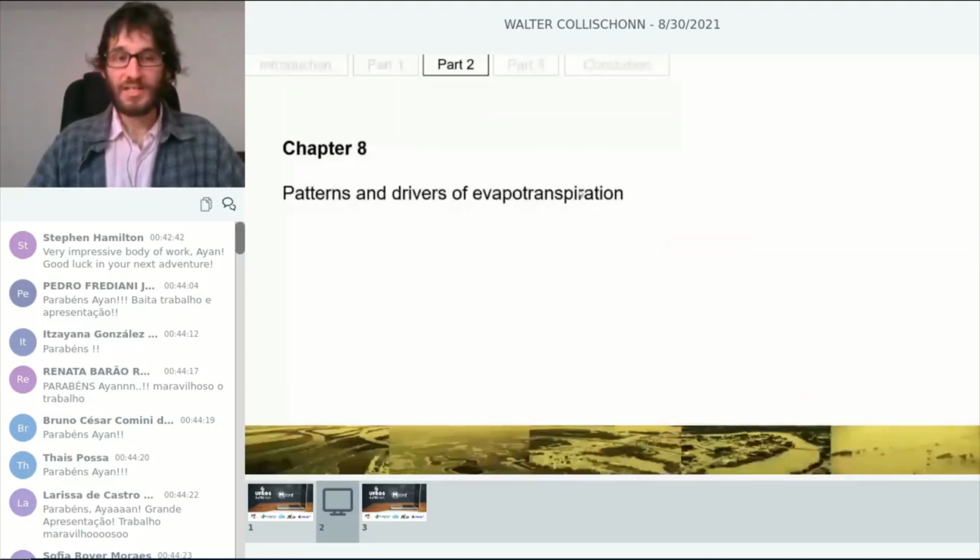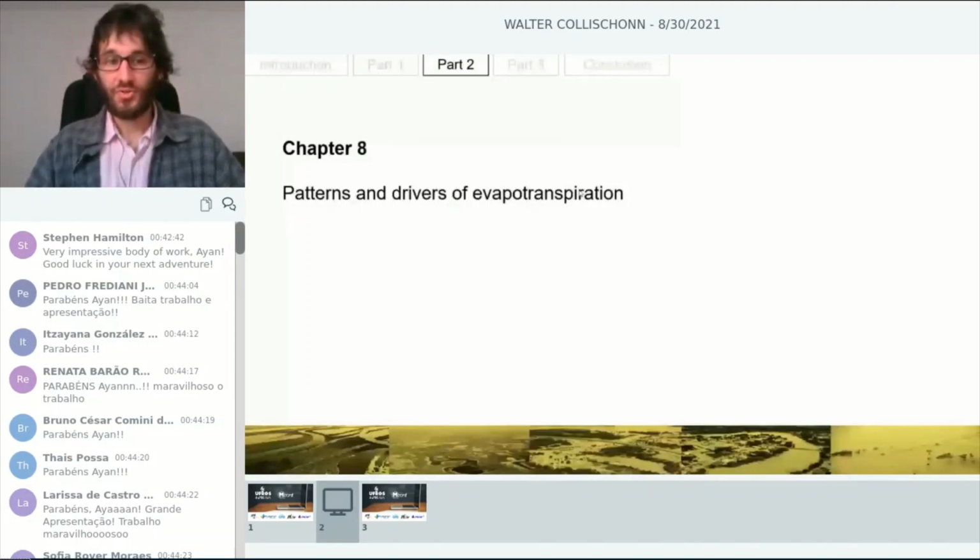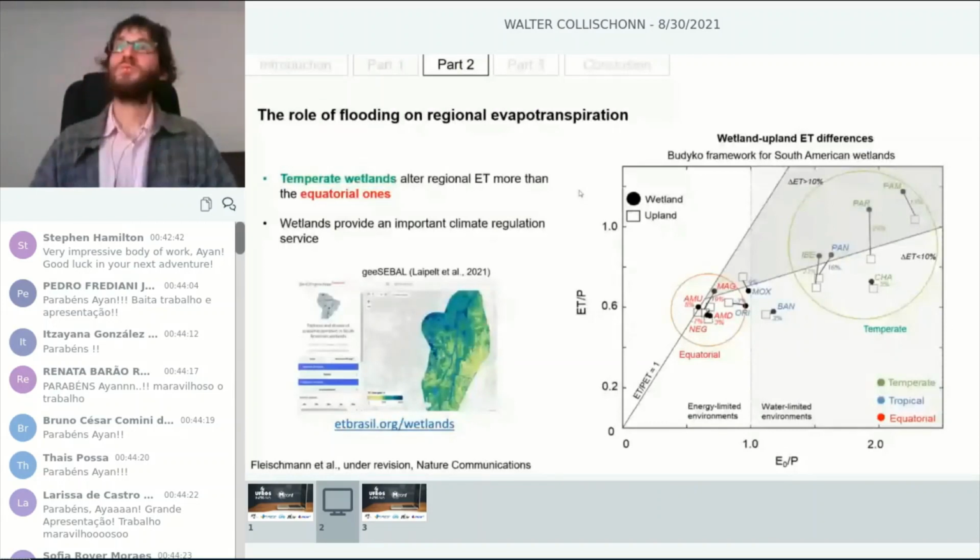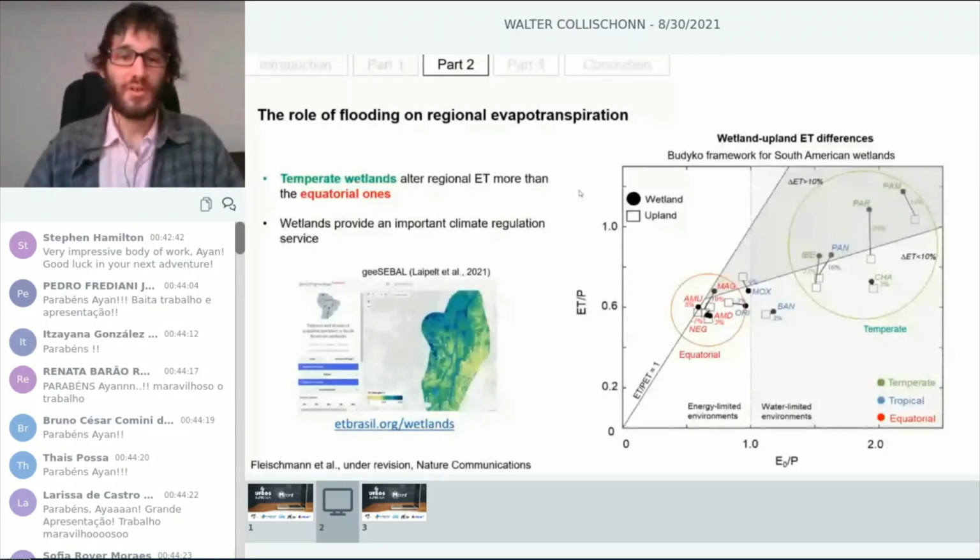And the second and last chapter of part 2 talks about evapotranspiration and how floods in the wetlands affect evapotranspiration. And why evapotranspiration? Because this is the main variable connecting surface and atmosphere. So in terms of water, it's a fundamental variable to understand from a regional and continental perspective if you want to understand how wetlands affect climate.